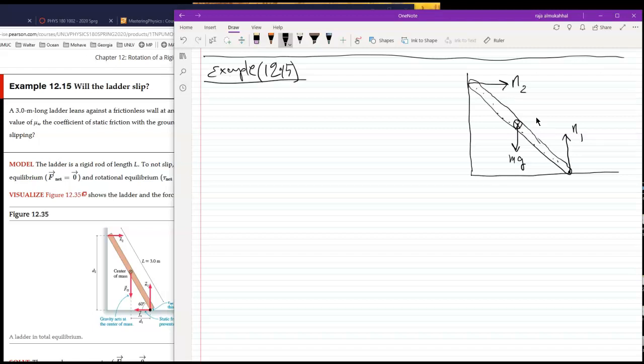Okay? And anything else? Yes. If it's leaning against the wall and it is not slipping this way, that means there is a friction force on it going this way, correct? So basically, he's asking for this friction force. If I find this friction force, I can answer his question. My goal in this problem is really to find the friction force. You got it? Okay. Let me make this just a little bit longer.